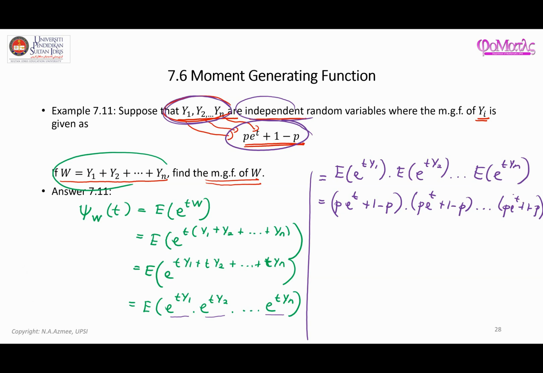Next what we can do is we have the same term multiplied n times, therefore it becomes pe^t plus 1 minus p, to the power of n, and this is the answer for the moment generating function of W.